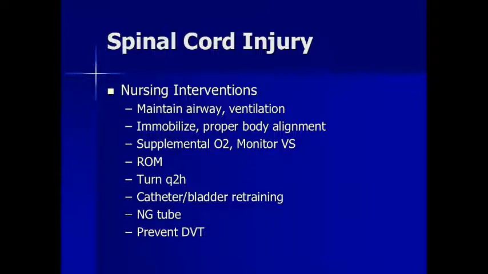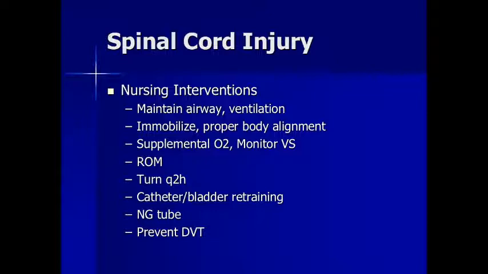And one of the best ways to make sure that patients are in proper alignment is by going to the foot of the bed and looking at your patient and seeing, are they lined up? Do they look like they're all in one line, or are they crooked or bent to one side? We want to make sure that we do range of motion to prevent contractures.